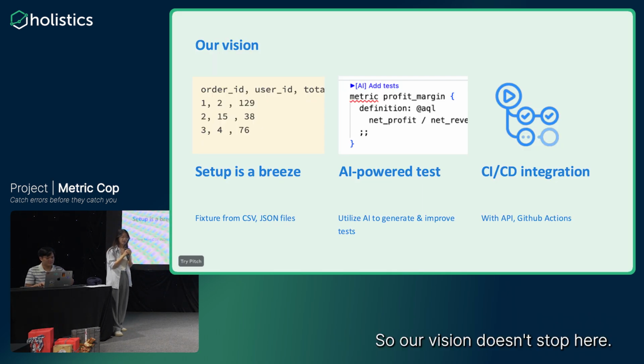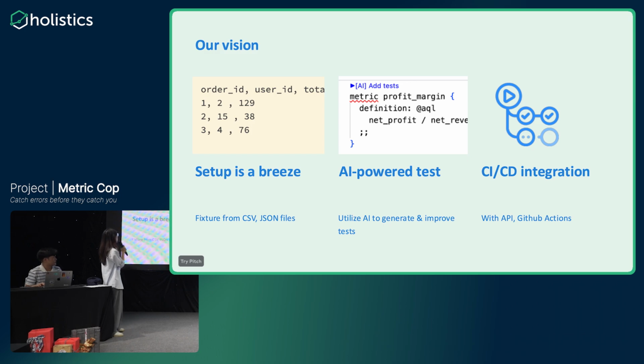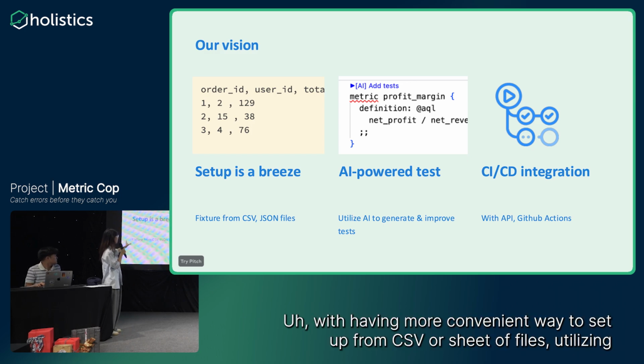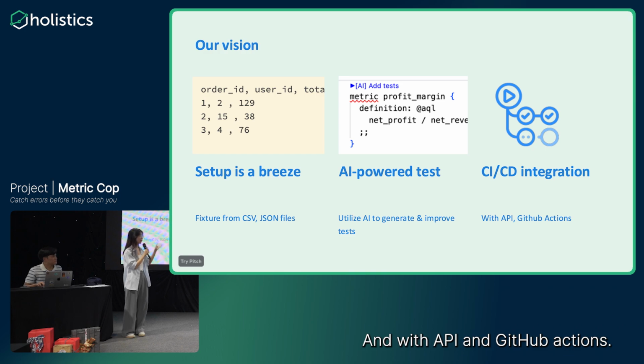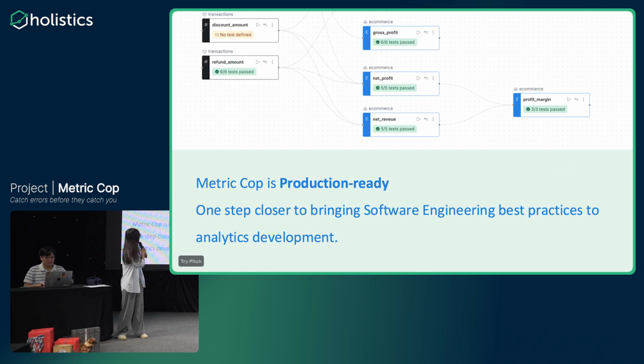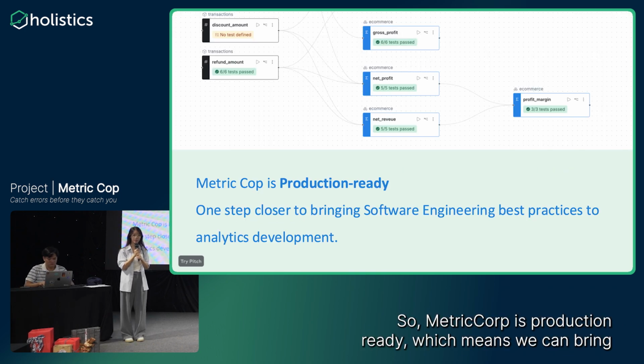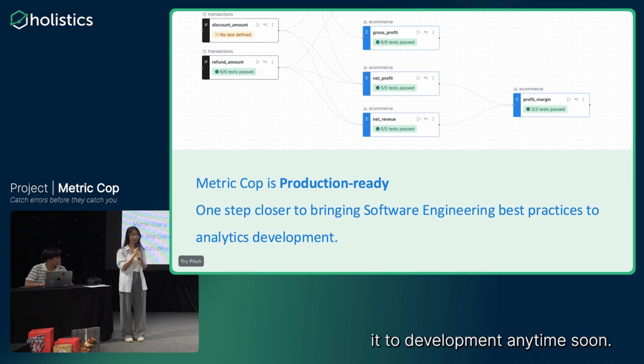Our vision doesn't stop here. We may develop more from this, with more convenient ways to set up from CSV or JSON files, utilizing AI to generate and improve the logic, and with API and GitHub Actions. Metric Tests is production ready, which means we can bring it to development anytime soon.